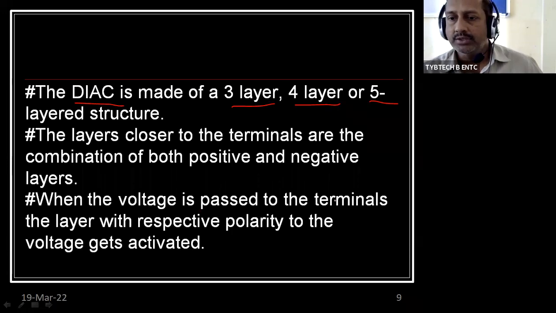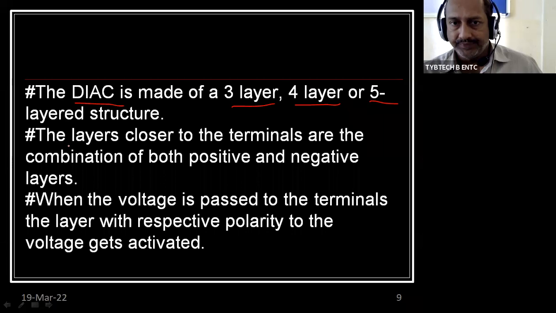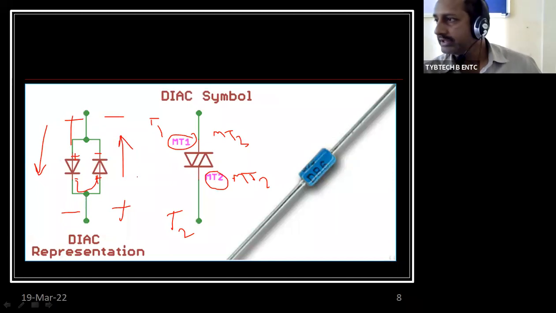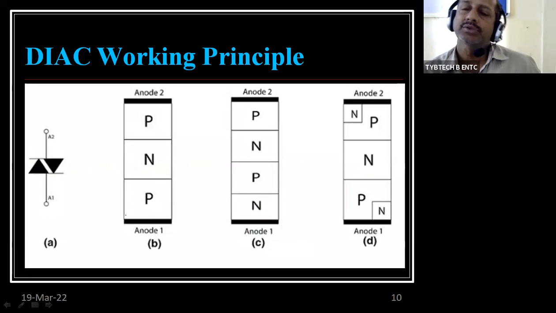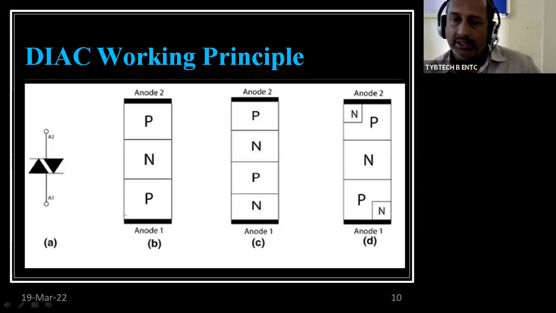When voltage is applied to the terminals, the layer with the respective polarity to the voltage gets activated. So when this is positive and this is negative, the current flow will be in this direction. When this is positive with respect to this, the current will be in reverse. So it is a bidirectional device in this way. In this slide also, it is shown in detail the 3-layer, 4-layer, and 5-layer analogy for the DIAC.